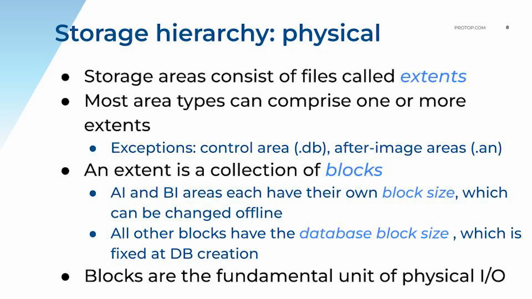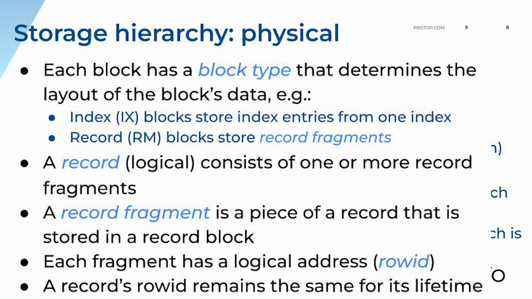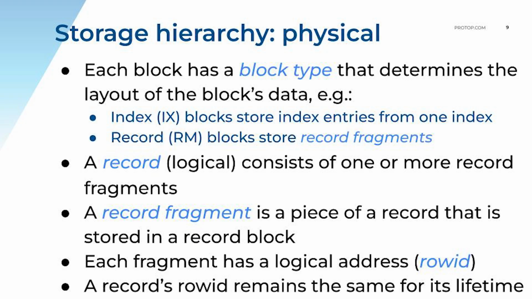And an extent is a collection of units that we call blocks. So the AI and the BI areas have their own block size that you can configure, and every other extent is the same size that we call the database block size. You choose this when you create the database, and then it's set. And blocks are the fundamental unit of disk I/O in the database. We don't read any less than one block or write less than one block. Every block has an attribute called a block type, and that determines what type of data is stored in there and what the layout and structure is within that block.